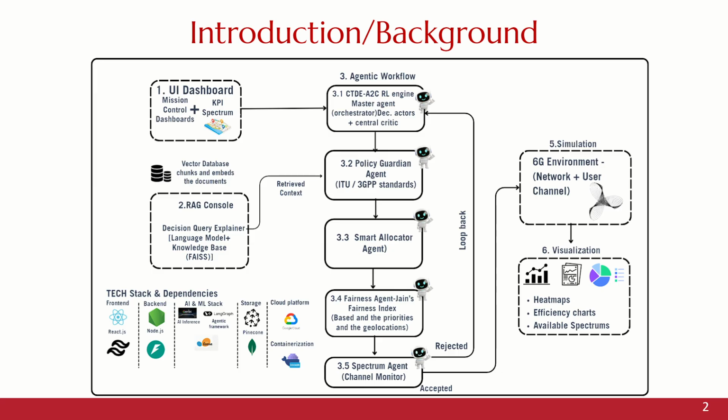Now, on the right side, we simulate a real 6G environment, including user demand and network conditions. Based on all this, the system produces outputs like heat maps, efficiency charts, and allocation insights. One very important part here is the feedback loop. If a decision is not optimal, it is sent back to the system so that the agents can improve their future decisions. So overall, this entire workflow makes the system adaptive, intelligent, and continuously improving.